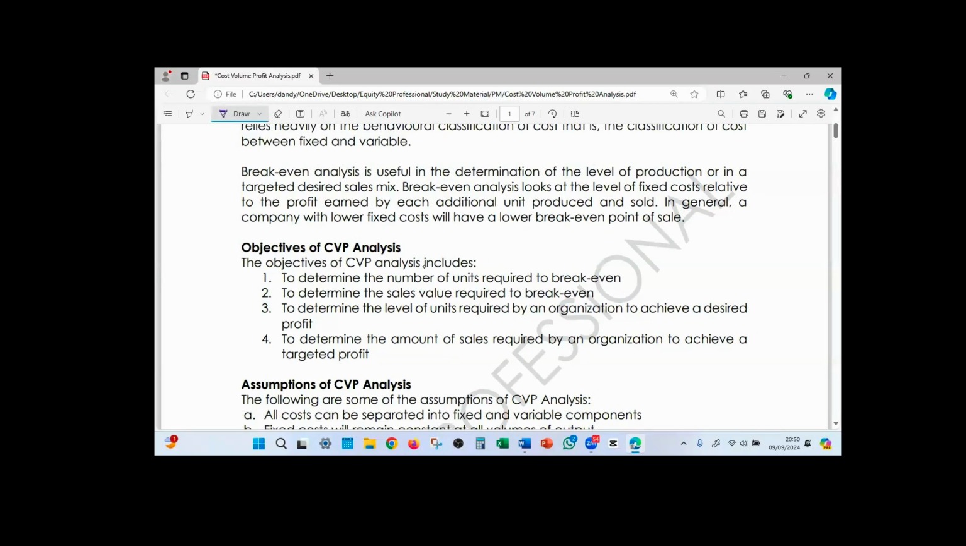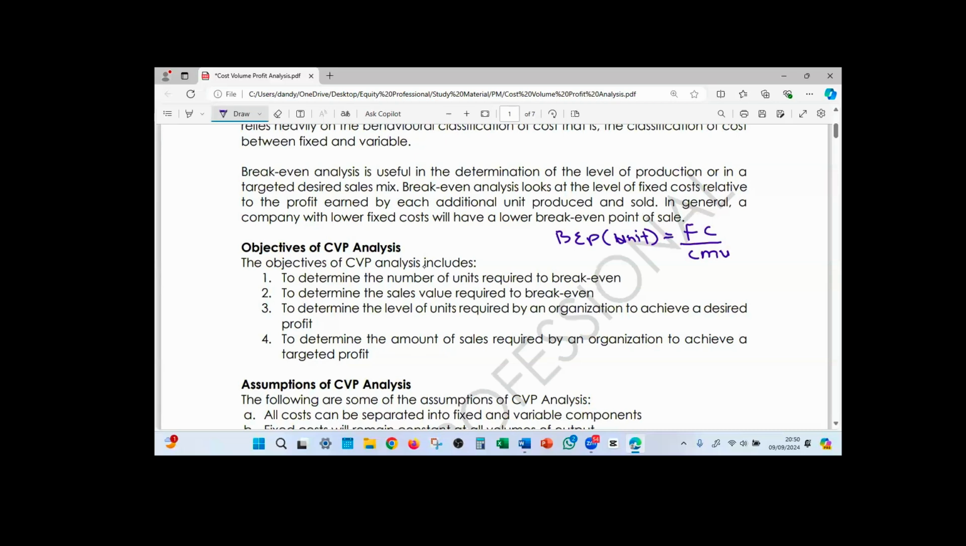So if I want to calculate, for example, the units required to break even, I would say break-even point in units equals the fixed cost divided by contribution margin per unit. Okay? Fixed cost divided by contribution margin per unit will give me the number of units required to break even.